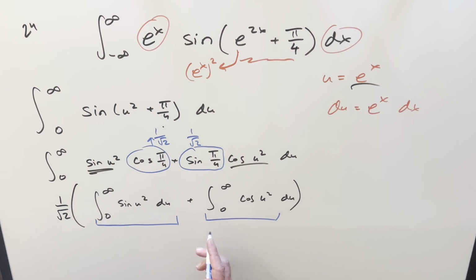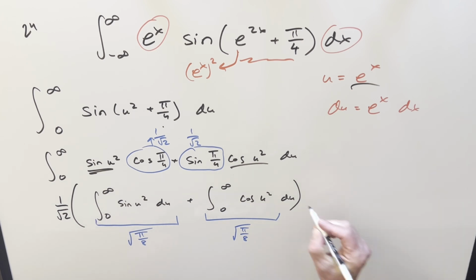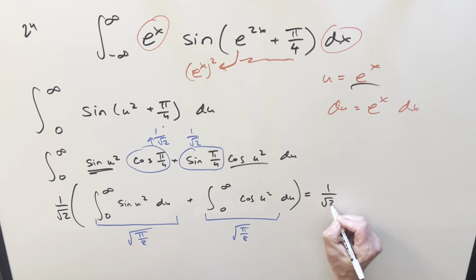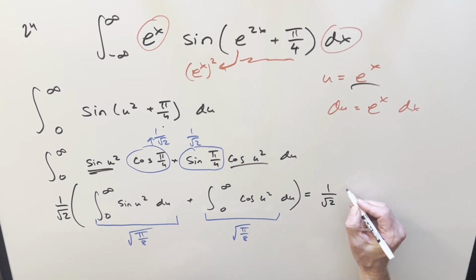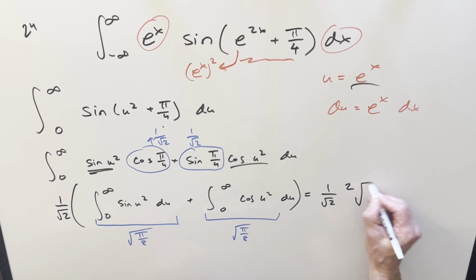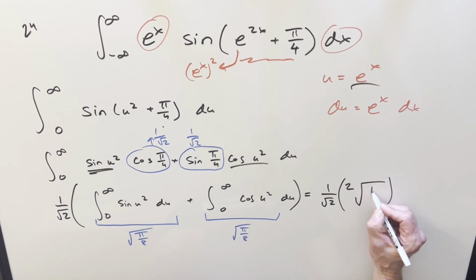These actually have the same value, and they're both going to be, we can write it as 2 pi over 4, or square root of pi over 8. Same thing here, square root of pi over 8. Just memorizing the well-known value here. And so we can put it together. We have 1 over square root of 2, 2 copies of this, so it's going to be 2 times square root of pi over 8.